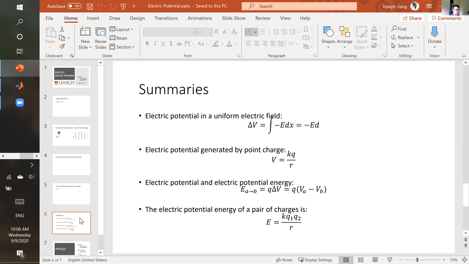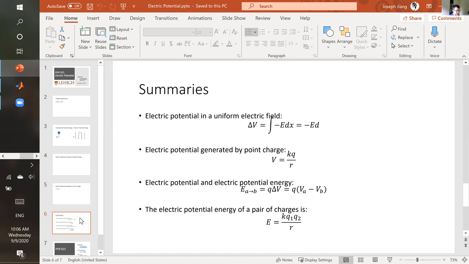The third one is, when we have the electric potential, how do we calculate electric potential energy? So the ratio is the charge. If we know the change of the potential, then we multiply the change of potential by the charge, and that's the electric potential energy. If we know the potential energy, we divide the potential energy by the charge, and that's the electric potential. So the energy and the potential have a ratio of Q.